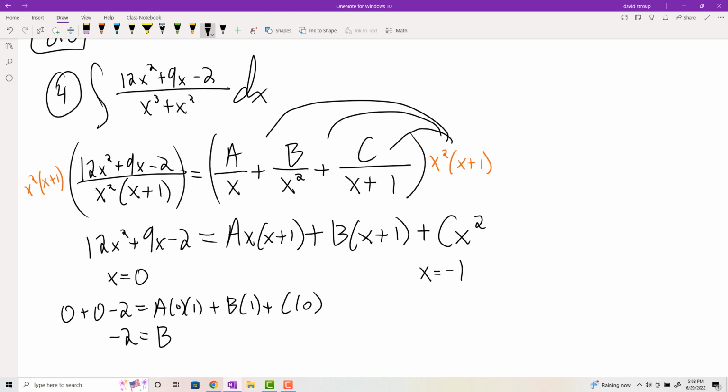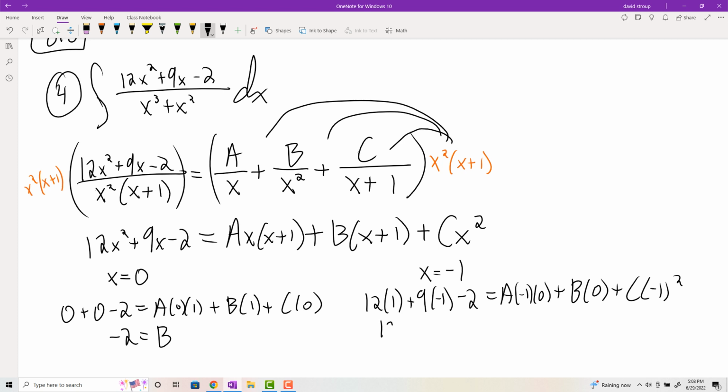All right, let's move over here to the negative 1. So now I'm going to put in negative 1. So I got 12 times negative 1 squared is 1, plus 9 times negative 1 minus 2. And on the right side, I'll have a times negative 1 times 0 plus b times 0 plus c times negative 1 squared.